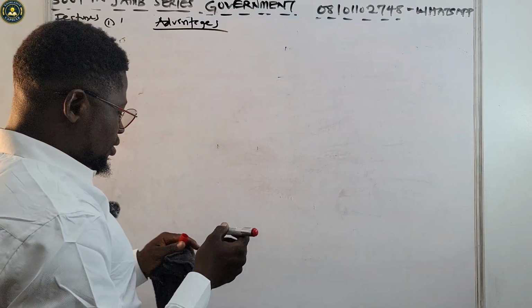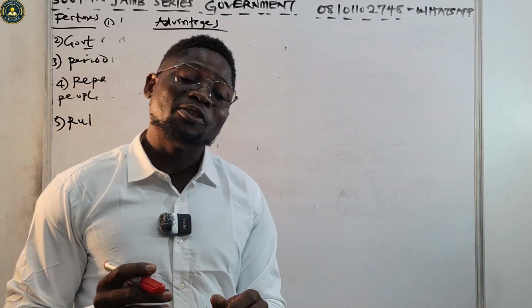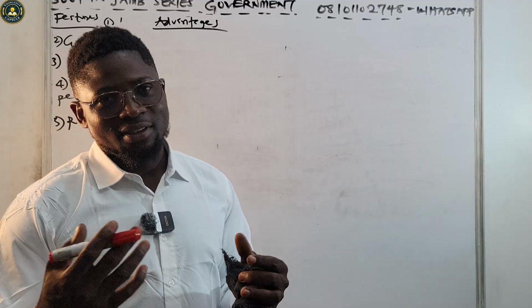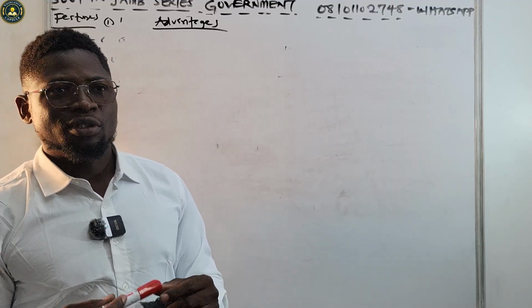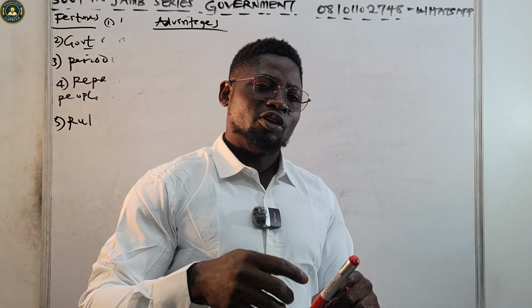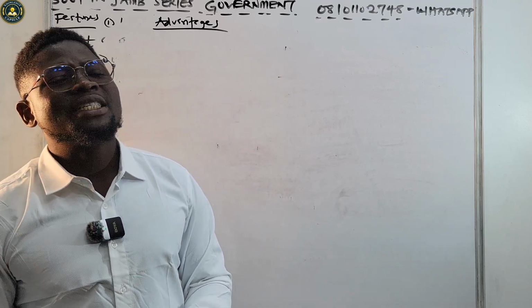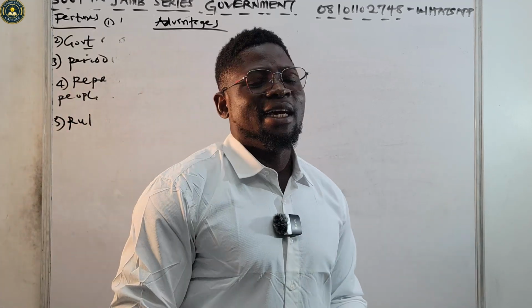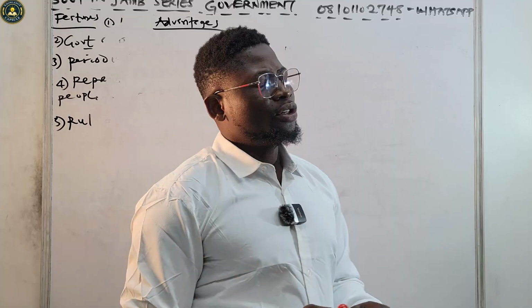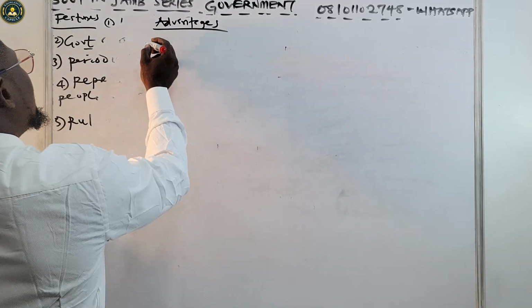All right, so you see that rule of law. Representative government encourages what? Democracy. So it is government of the people, by the people, and for the people, because they choose our leaders. We vote for them. So number one, it encourages democracy.